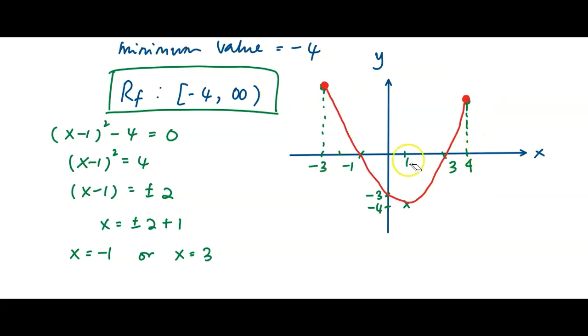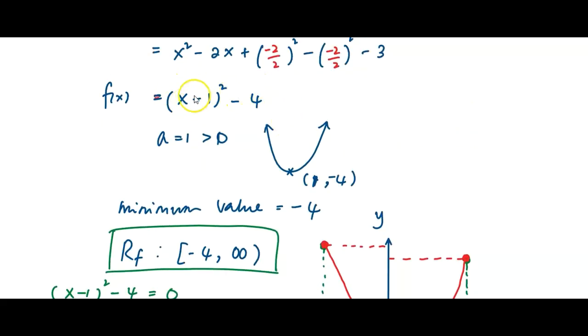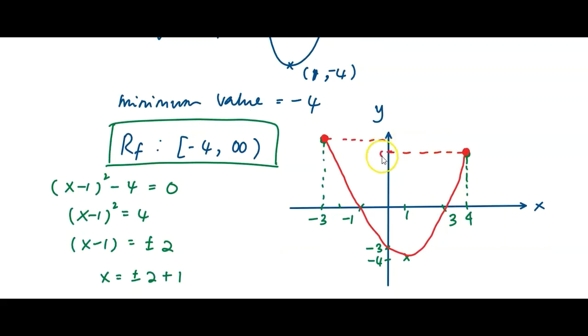So I will have the graph like this, and now you need to get the corresponding value of y. When x equals 4, what is your y? Substitute the 4 into this function. So you get 4 minus 1, 3, 3 squared, that is 9. 9 minus 4, that will be 5. So this value is 5.